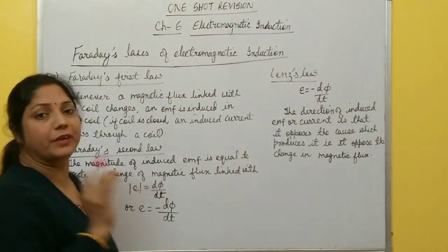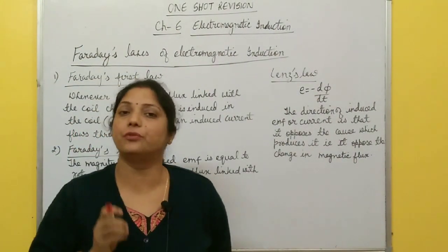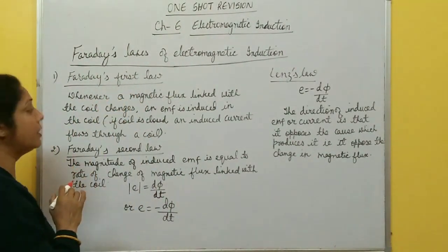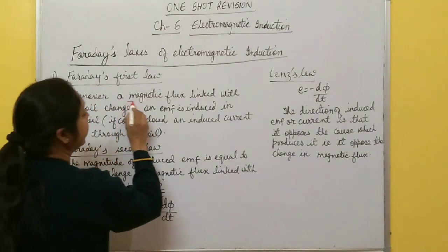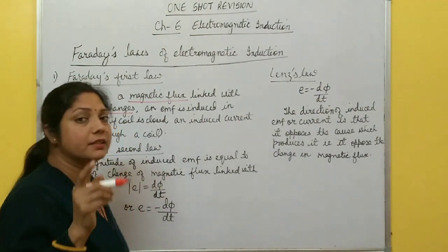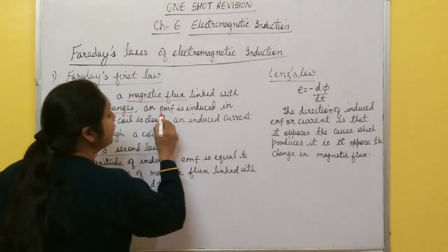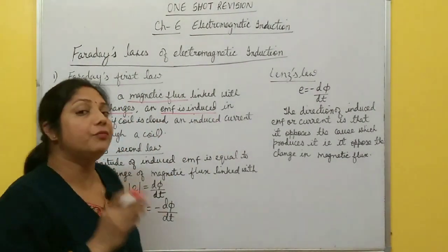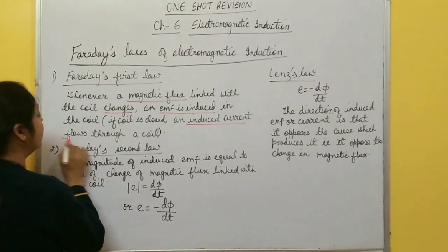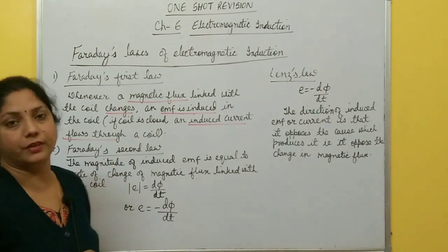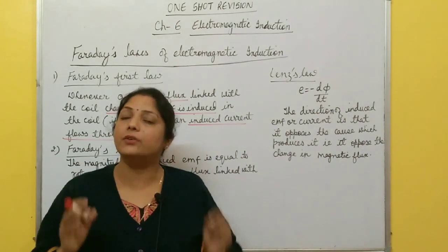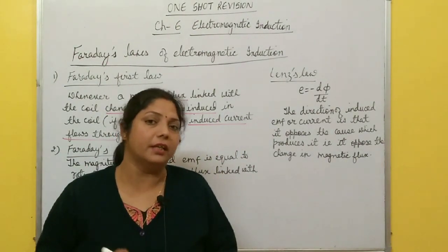Next, on the basis of Faraday's experiment, there are two laws of Faraday. Faraday's first law states that whenever there is a change in magnetic flux linked with a coil, an EMF is induced in the coil. And if the coil is closed, then induced current flows through the coil. This is Faraday's first law, that whenever there is a change in magnetic flux linked with that coil, induced EMF or induced current is produced in that coil.